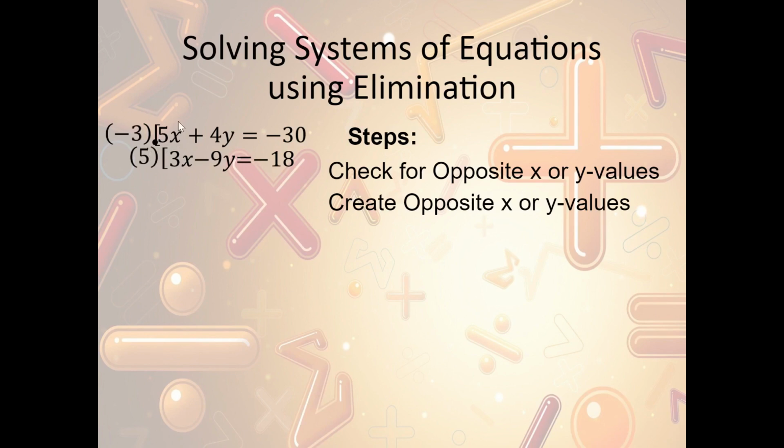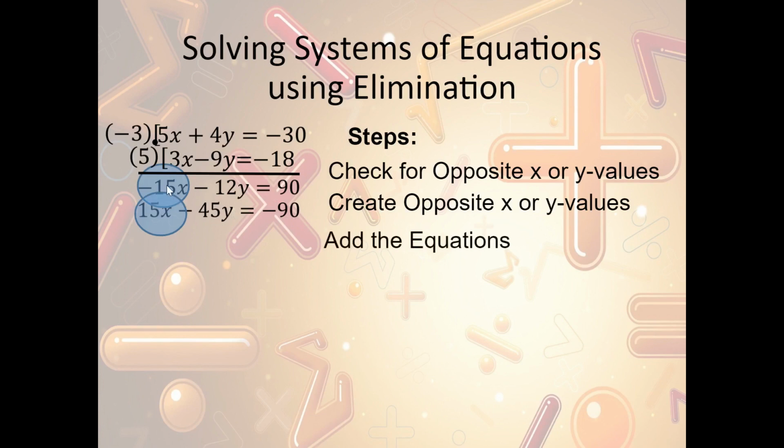And then we're going to multiply that times everything here. So negative 3 times 5x, and negative 3 times 4y, and negative 3 times negative 30. And then I'm going to do the same thing on the bottom. So 5 times 3x, and 5 times negative 9y, and 5 times negative 18. And when I do that, I end up with negative 15x minus 12y is equal to 90, and 15x minus 45y is equal to negative 90.